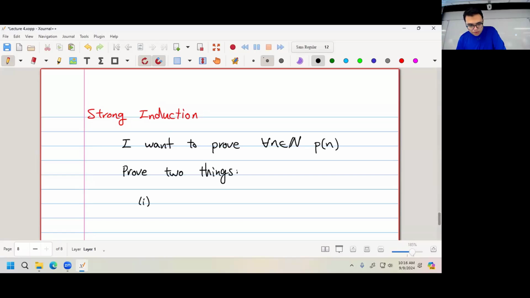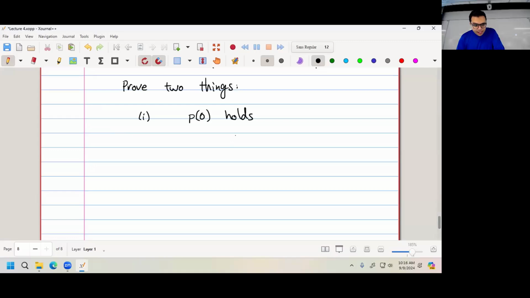First, prove that P of 0 holds. So this is my base case. And again, just like before, if I just wanted to prove it for n greater than or equal to 1, I would change my base case to P of 1. Okay. And then the second thing is this. I say prove that for every n, if P of all the smaller numbers hold, then P of n holds as well. So for every natural number n, if I have P of 0 and P of 1, and so on to P of n minus 1, then this implies P of n.